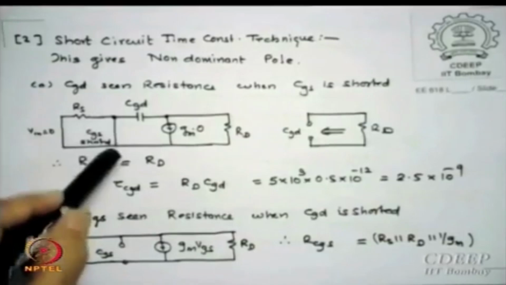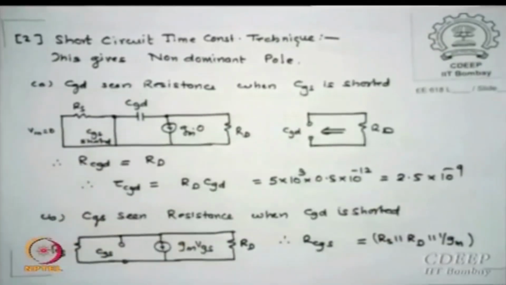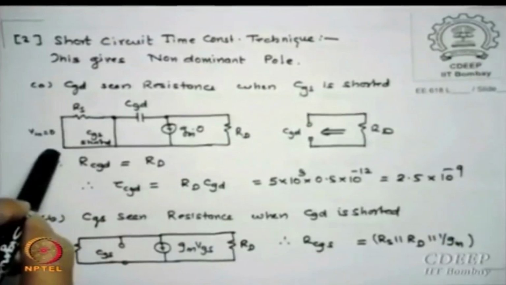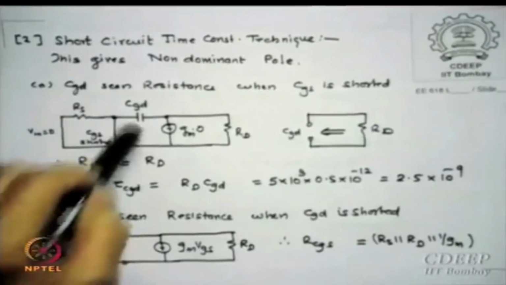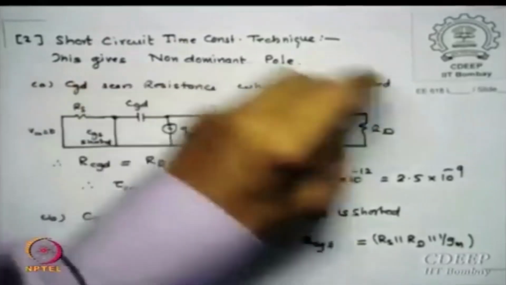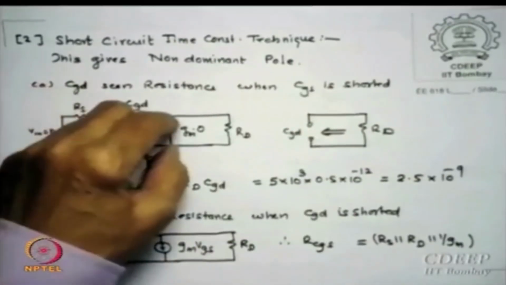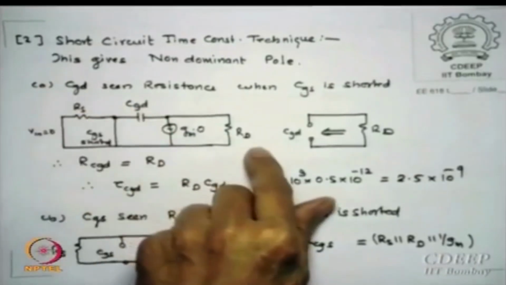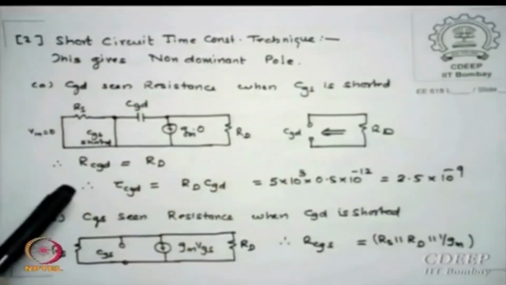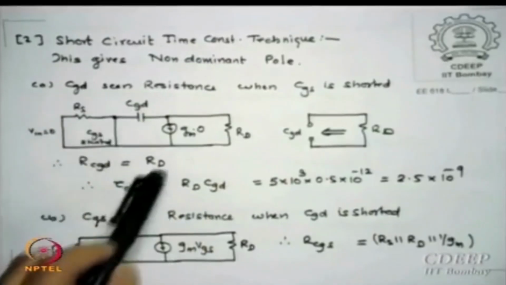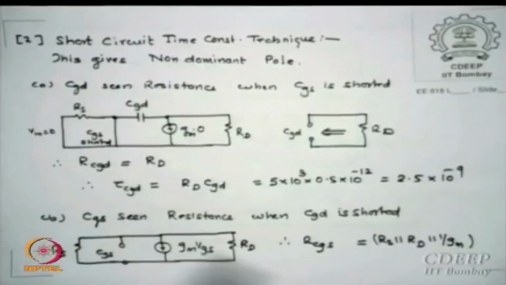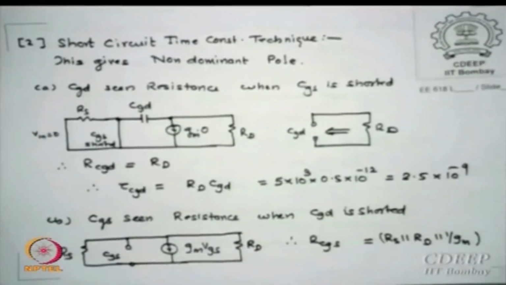So as soon as I short this, all of this is gone. Anyway Vin is shorted, and RS short means this is also shorted. So CGD is only seeing this, since there is no voltage here and no current source here. CGD is only seeing RD. So the resistance seen by CGD is RD, and tau CGD is RD times CGD, which is 2.5 times 10 to the power minus 9. Is that clear? Short all other capacitors physically, and then from the capacitance you want, see how much resistance it sees. That is its equivalent resistor.